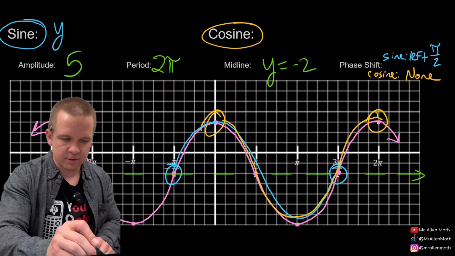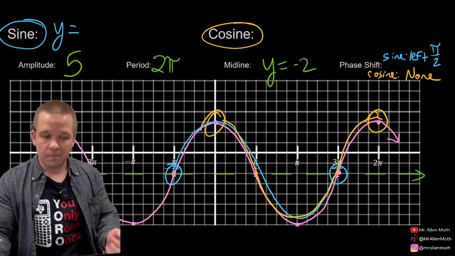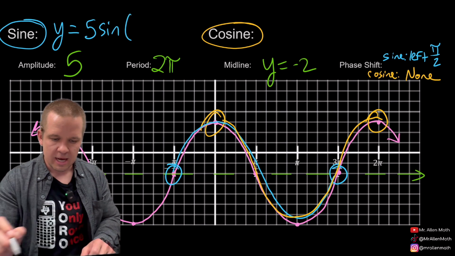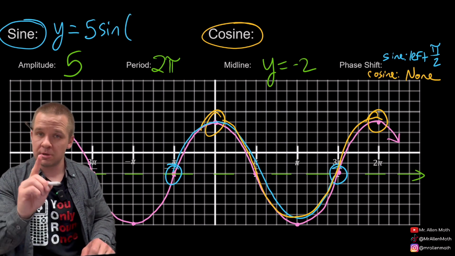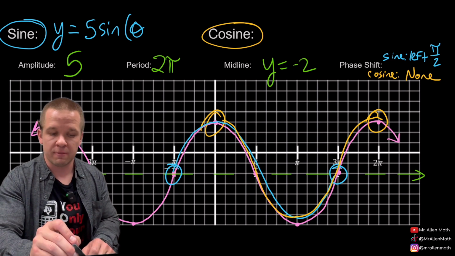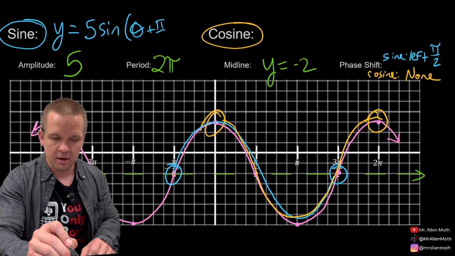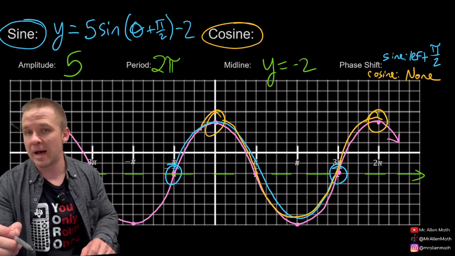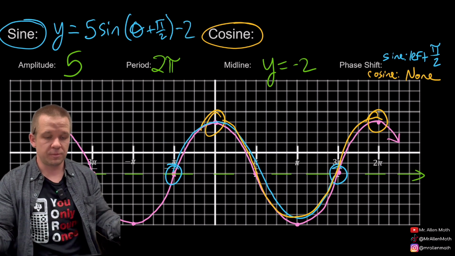So we got y equals 5 is my amplitude, sine, and then no multiplier, right? But I do have a phase shift, so it's going to be theta, and the phase shift is left pi over 2, so plus pi over 2. And then we have a midline of -2, so down 2 or -2. There we go. It's beautiful.